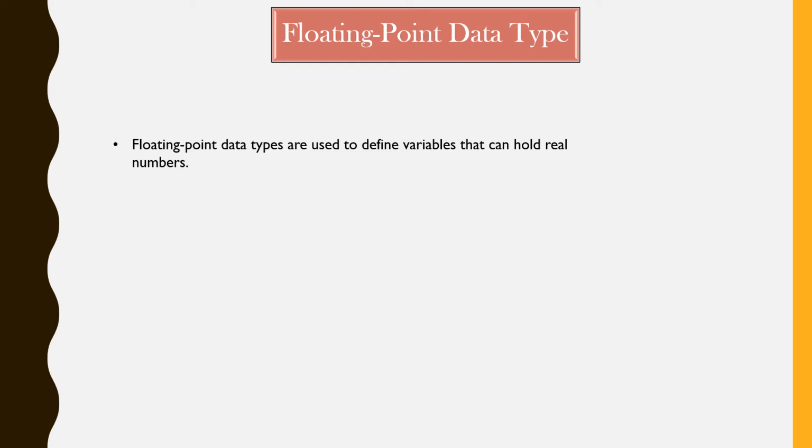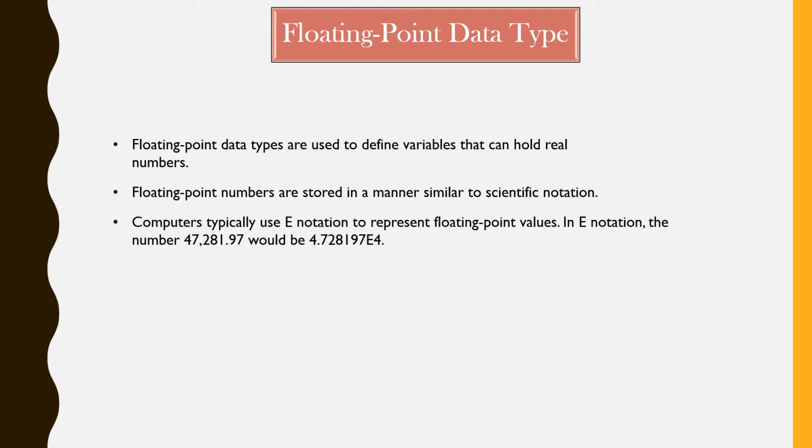Internally, floating point numbers are stored in a manner similar to scientific notation. Computers typically use E notation to represent floating point values. In E notation, the number 47,281.97 would be 4.728197E4. The part of the number before the E is the mantissa, and the part after the E is the power of 10.